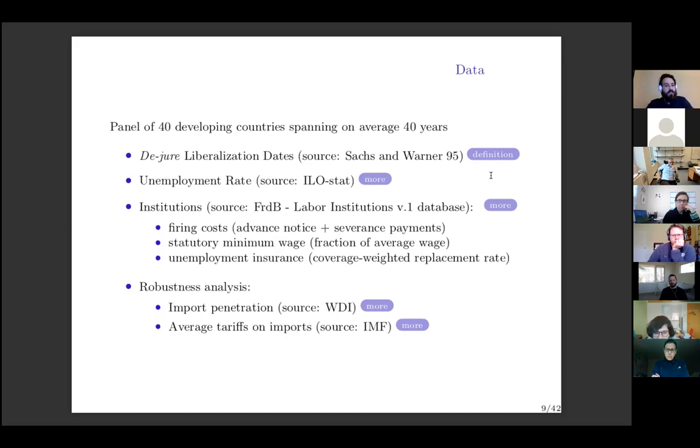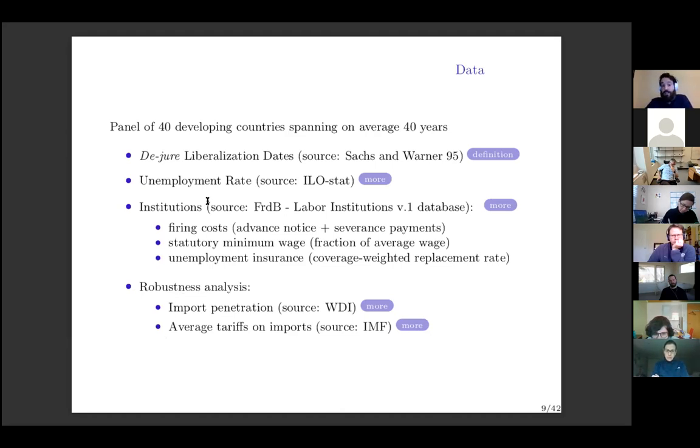of conditions are continuously met. Those conditions have to do with a level of tariffs that is lower than 40%, a level of non-tariff barriers that is lower than 40% of total imports, and other dimensions. But you will see, in the papers there are also other robustness checks that have to do with measures of import penetration and tariffs.